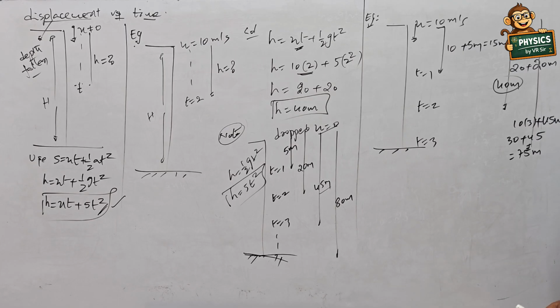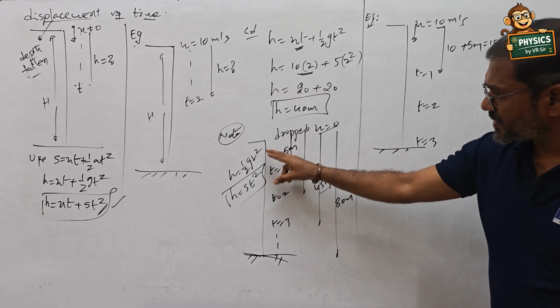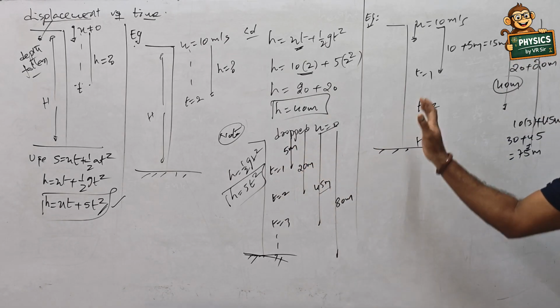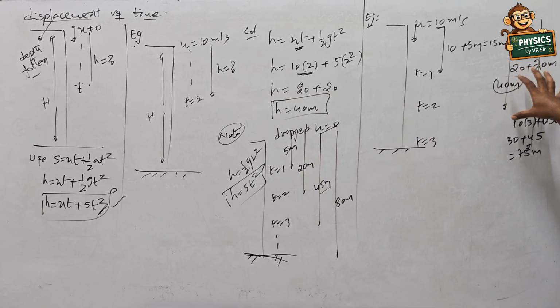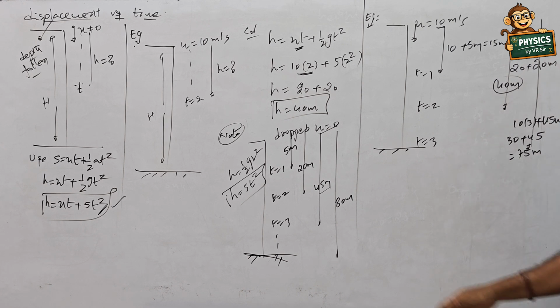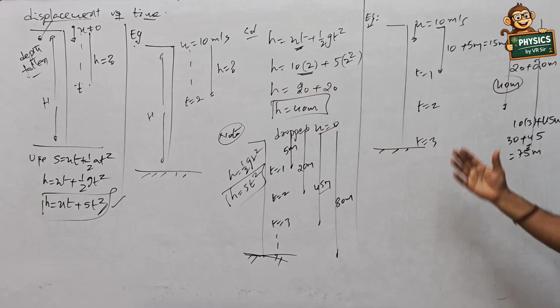So this is how we can approach it or answer it directly: ut plus half at square. Anyway, half at square we did already in the previous cases, that is the reason I wrote it directly here. Otherwise you can use this formula. You can sort out all these things.